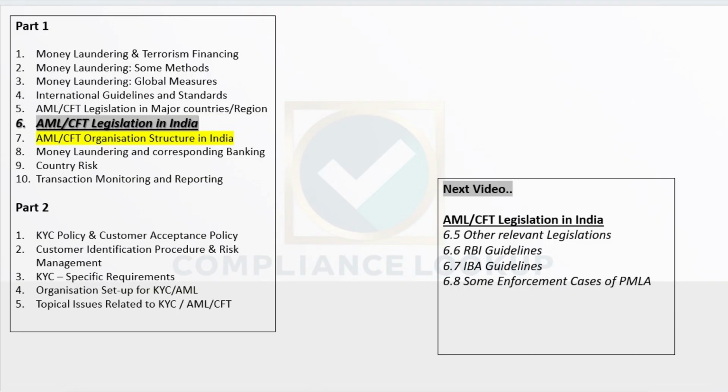So we have completed part one of this chapter on anti-money laundering and combating financial terrorism legislation in India.